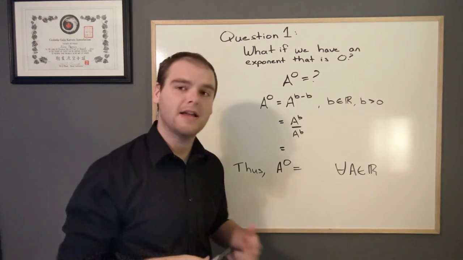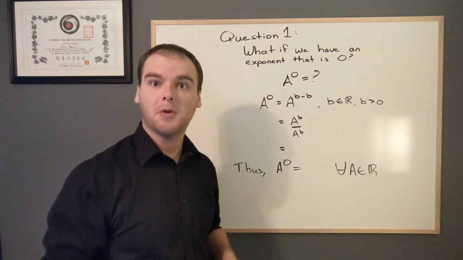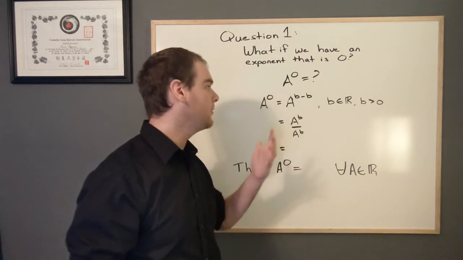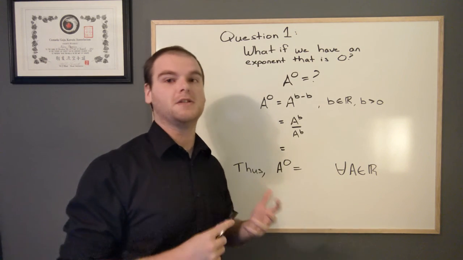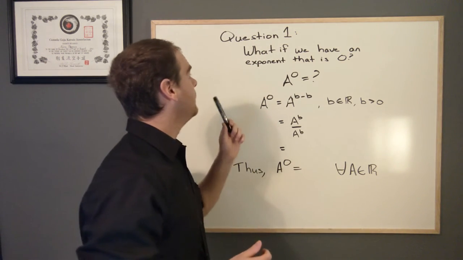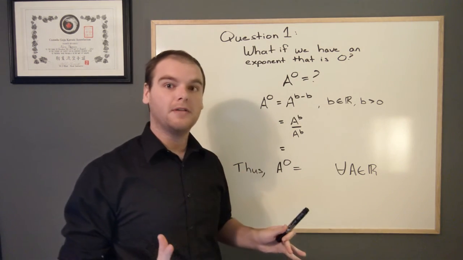So we're going to start by asking ourselves some questions to expand our understanding of using exponents past where we were using them as explicitly positive real numbers. So for the first question, we're going to just ask, what if we have an exponent that is 0?